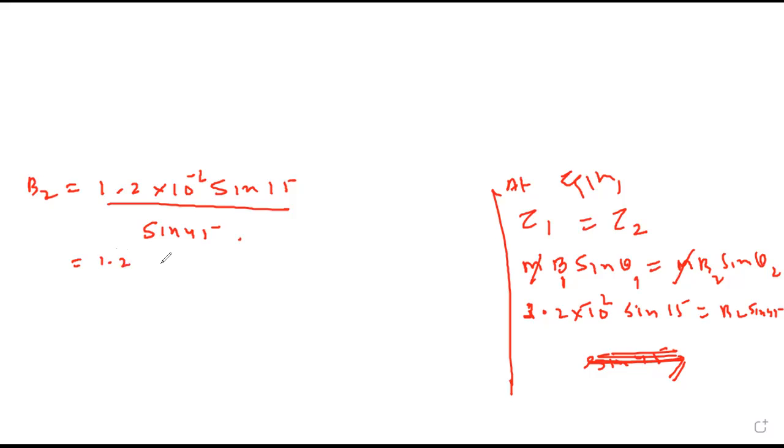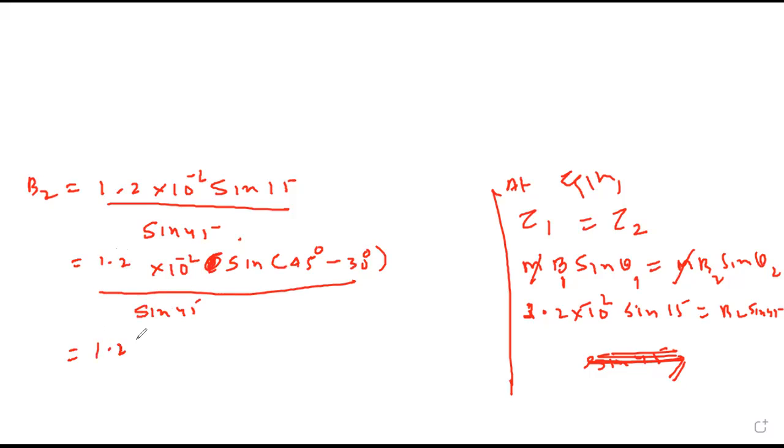1.2 into 10 raised to minus 2 sin 45 is nothing but sin of 45 degree minus 30 degree upon sin 45. What is sin A minus B from math? Sin A cos B plus cos A sin B.